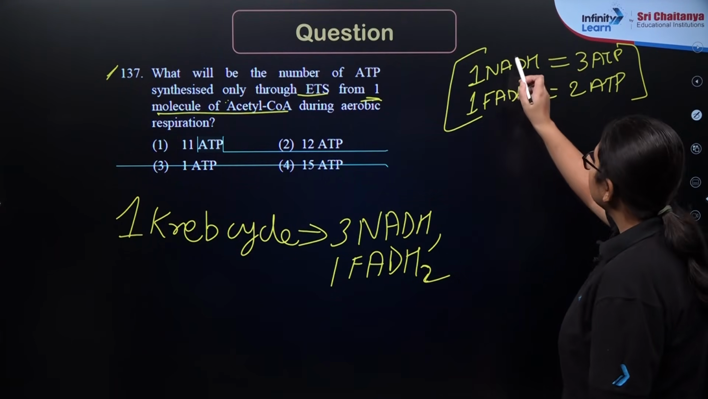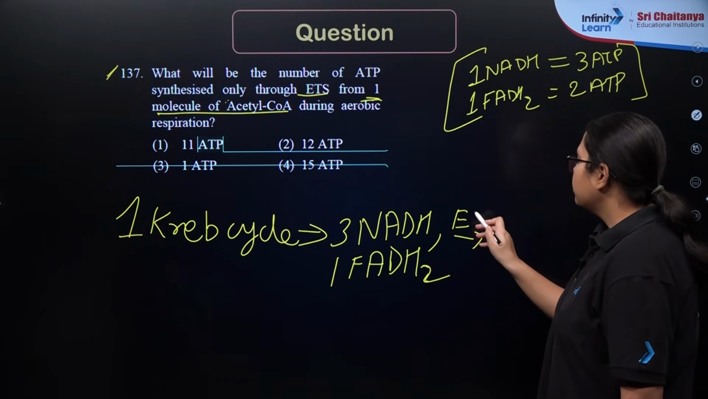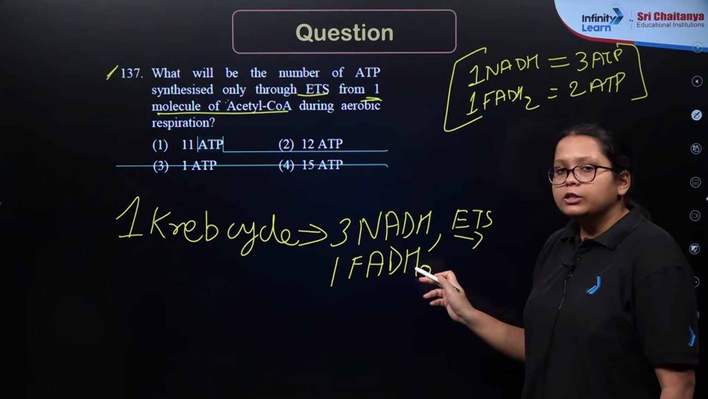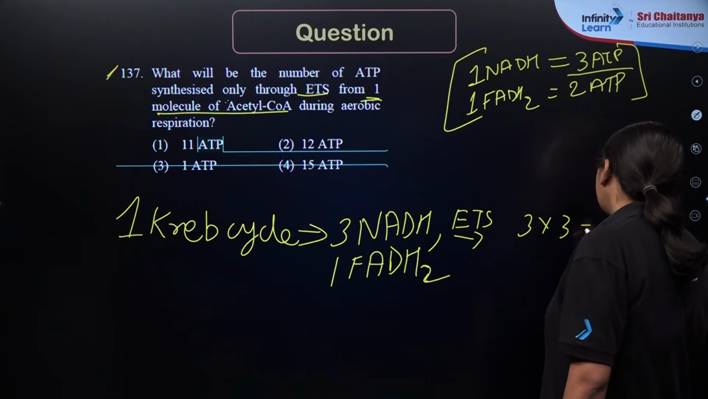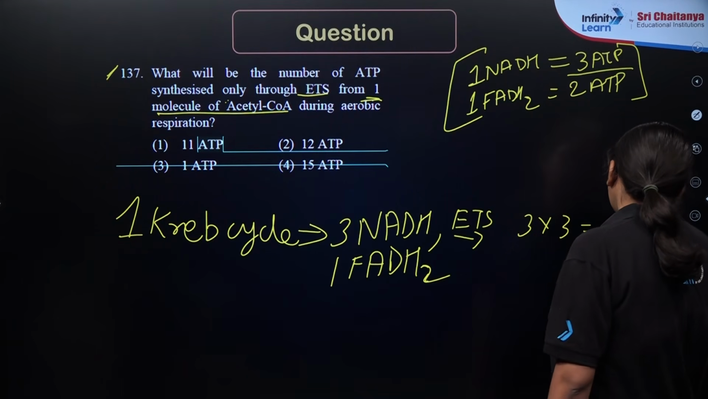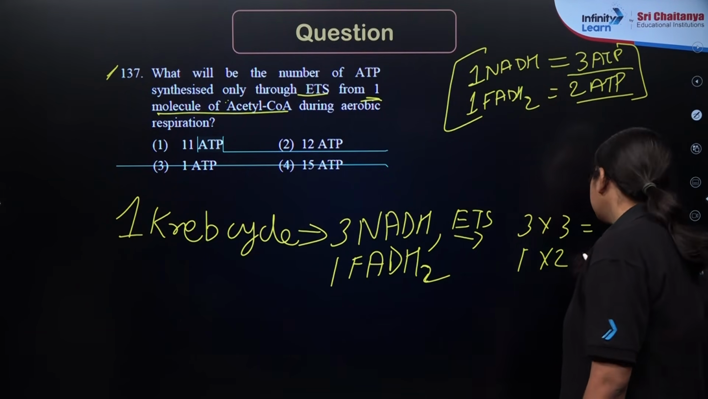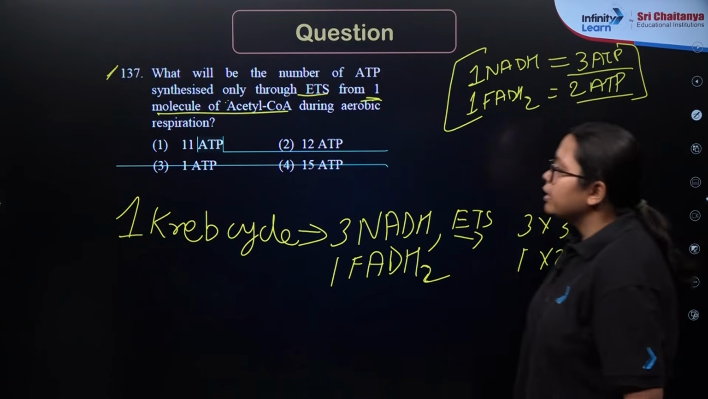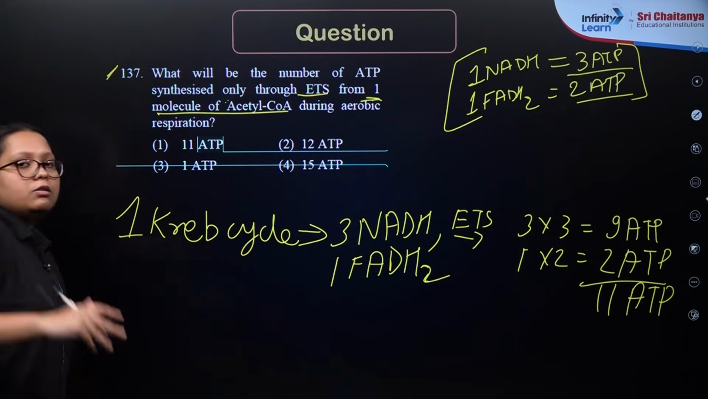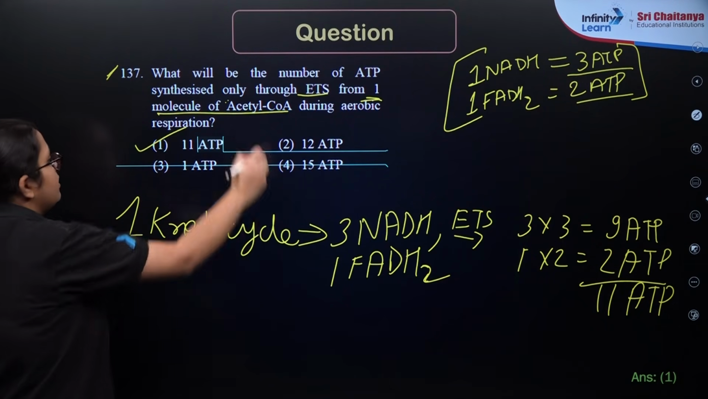So now we just have to convert this into ATP. This will go to the electron transport system and form ATP. So 1 NADH means 3 ATP, so 3 NADH means 3 into 3, 9 ATP molecules. 1 FADH2 means 2 ATPs. So in total, how many? 9 plus 2. We get 11 ATP molecules from one acetyl-CoA molecule when it goes for the electron transport system. Okay. So the answer is 11 ATP.